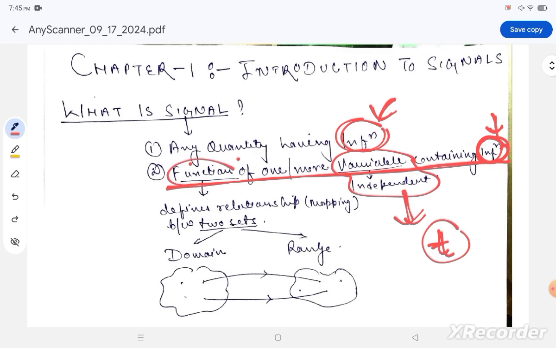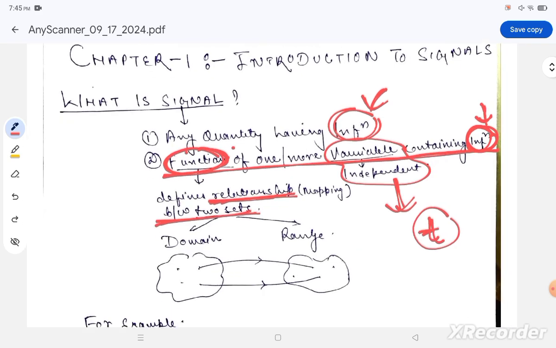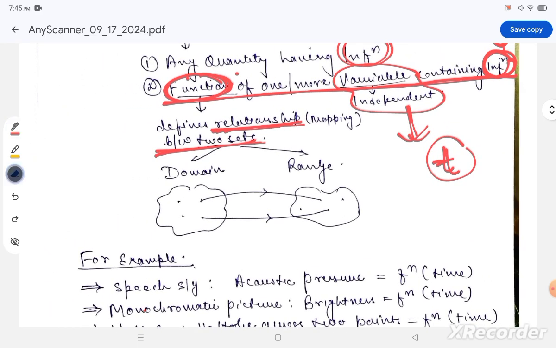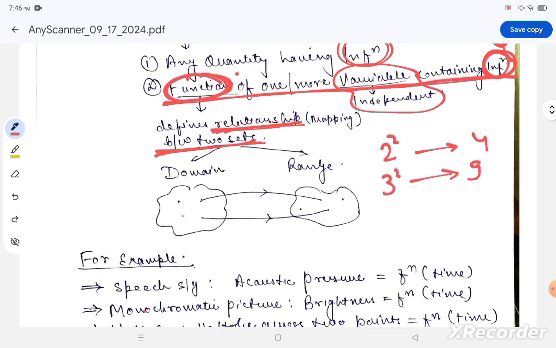Now what is a function? You might be thinking, what is a function? If you don't know, a function is something which defines a relationship between two sets. Let me make it easy for you. Suppose I am writing 2. The square of 2 is 4. The square of 3 is 9. The square of 4 is 16.